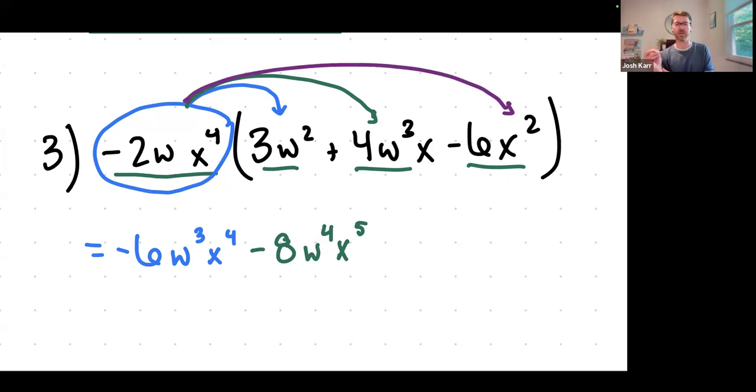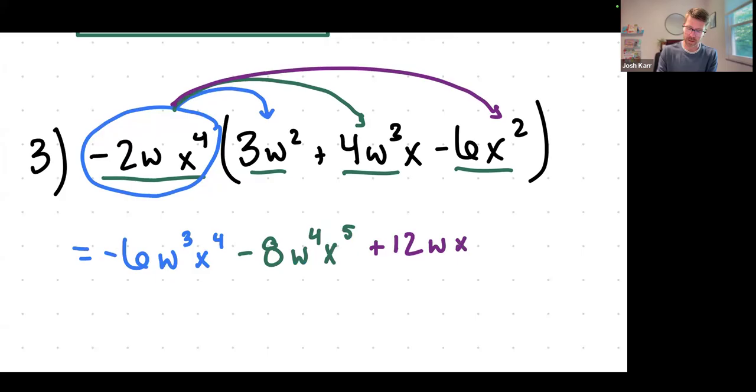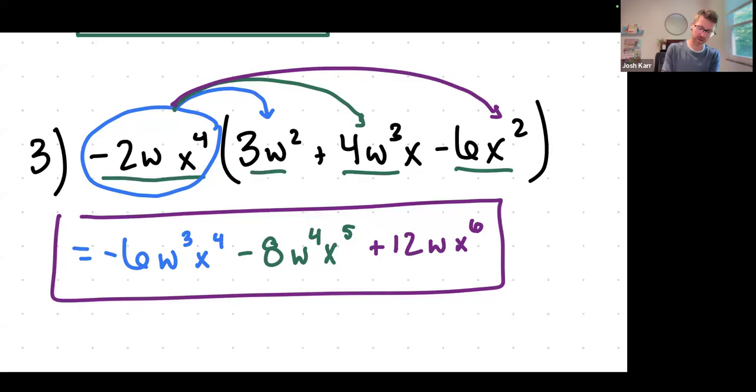Times the last term, so negative 2 times negative 6 gives me positive 12. The w this time has nothing to combine it with, so we just write it. And then we got x to the fourth times x squared, x to the sixth, we get to add, okay? None of these are like terms, so this is the final answer.